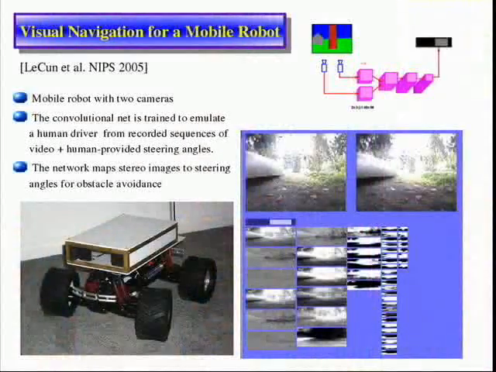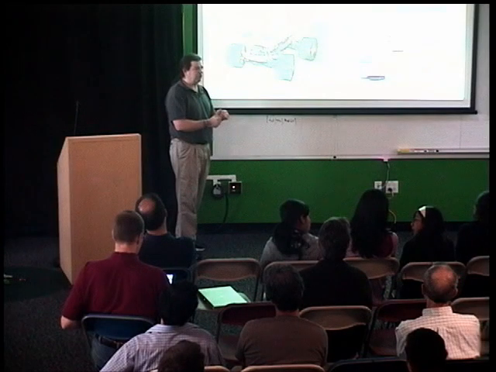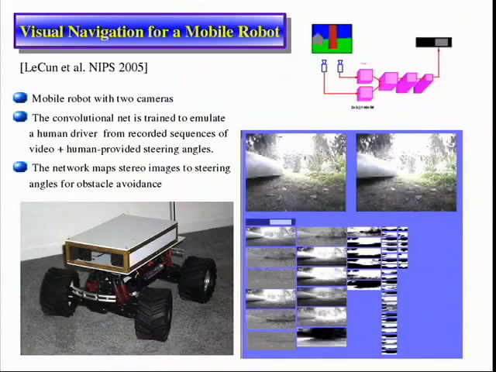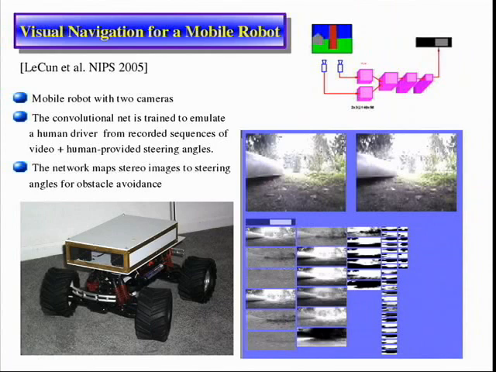We basically built this little robot out of radio-controlled truck parts and had it driven by someone using remote control. The person was instructed to drive straight until an obstacle would be roughly 1.5 meters or 2 meters away, and then veer off, okay? We recorded the video together with the steering angles, and then trained one of those convolutional nets to map a single frame pair from the two cameras to the steering angle provided by the human. After the system is trained, we just let it loose and let it run by itself.